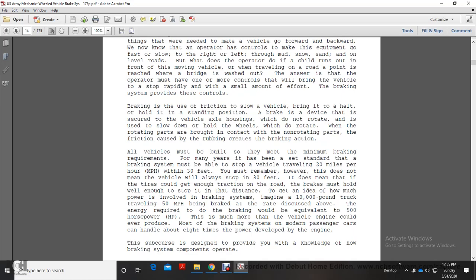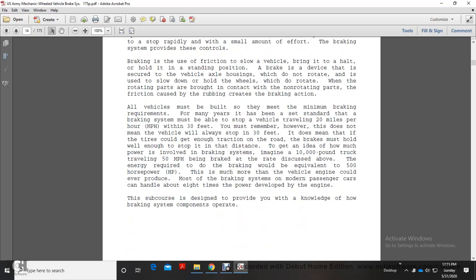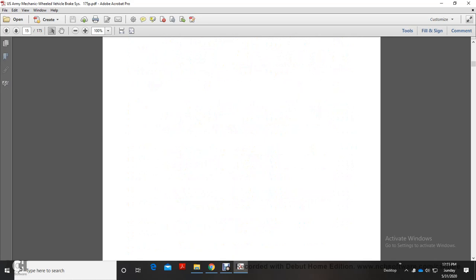To get an idea how much power is involved in the braking system, imagine a 10,000-pound truck traveling 50 miles per hour being braked at the rate discussed above. The energy required for the braking would be equivalent to 500 horsepower. This is much more than the vehicle engine could even produce. Most of the braking systems in passenger cars can handle 8 times the power delivered by the engine. This subcourse is designed to provide you with the knowledge of how braking system components operate.